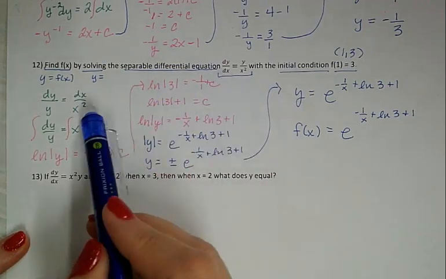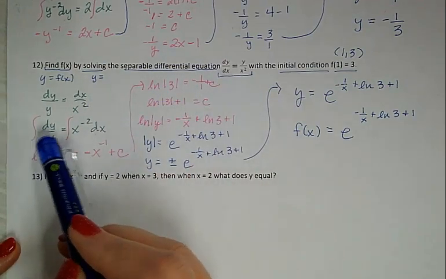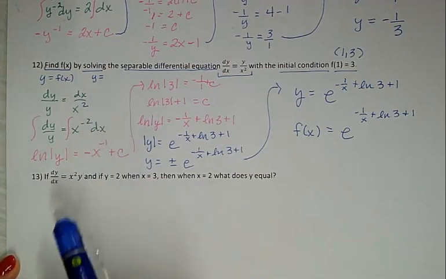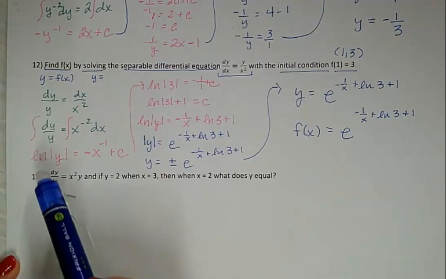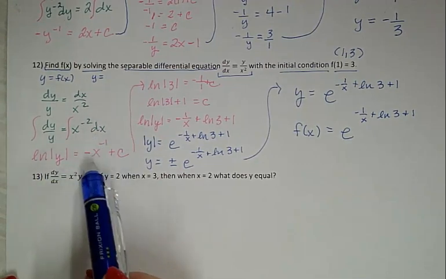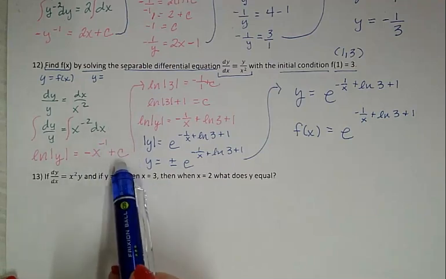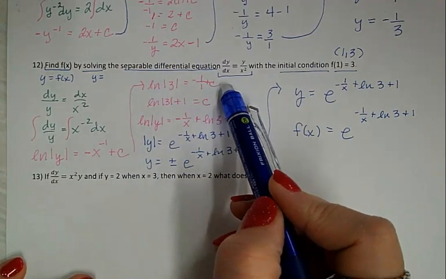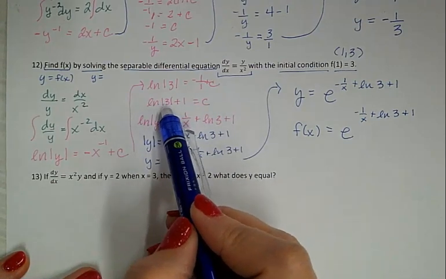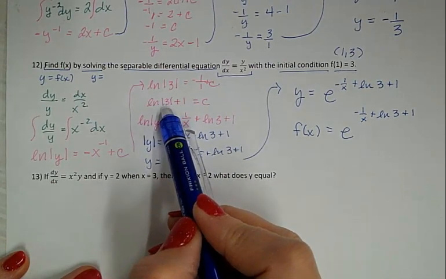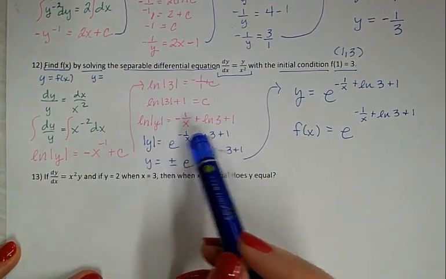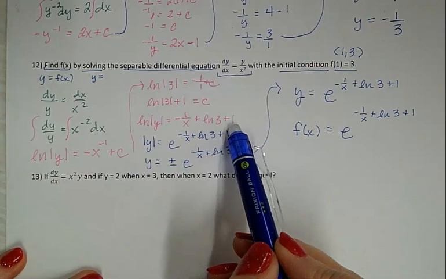Okay, let's see how you did. So here's my equation. So I separated my variables. I integrated both sides, got this side ready by bringing that x to the 2 up to be x to the negative 2. And I integrated this side. That's just the natural log rule. And over here, I'm going to have negative x to the negative 1 plus c. Then I plug in my initial condition, and I find that my c is an interesting value of natural log of absolute value of 3 plus 1, or natural log of 3 plus 1. And so I plug that back into my general equation right here.